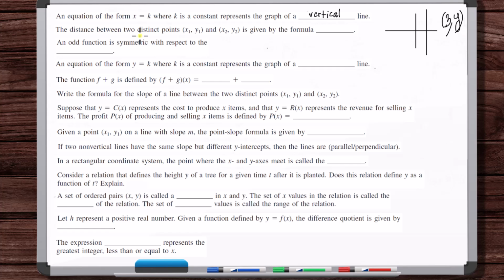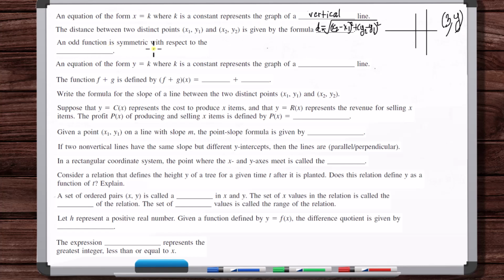The distance between two distinct points, x1, y1, and x2, y2, is given by the distance formula. The distance formula in a Cartesian coordinate system is what? The square root of x2 minus x1 squared plus y2 minus y1 squared.